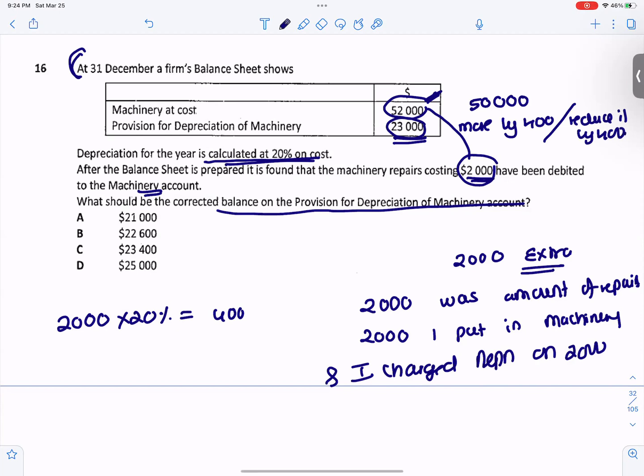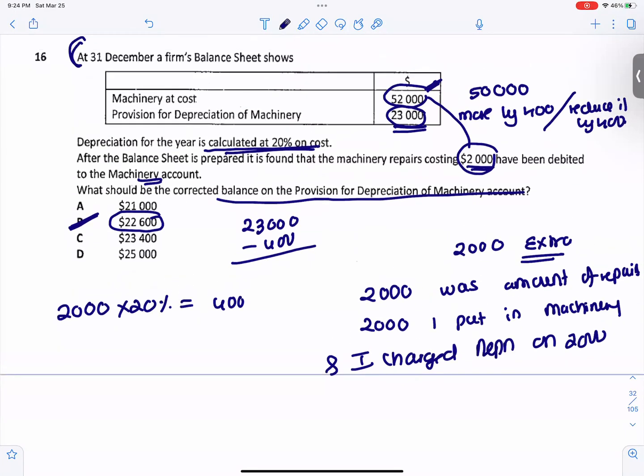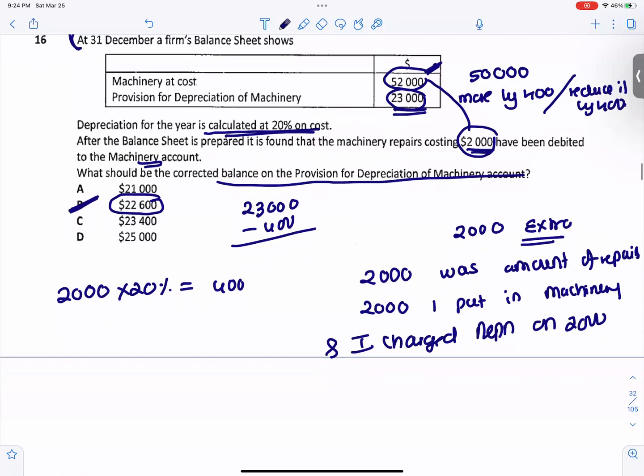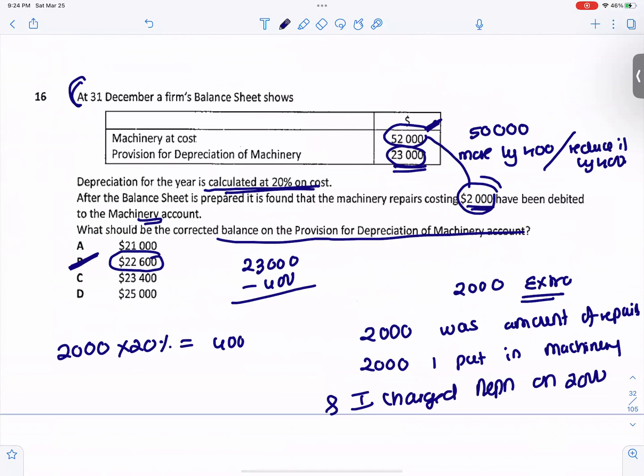So what will be the correct amount? It would be 23,000 minus 400, 22,600. So the corrected amount would be 22,600. Okay, now I understood this. Are you sure? Yeah, miss, at first I thought I had to subtract 2,000, but now I got it. You have to remove only the depreciation charge of the extra amount.